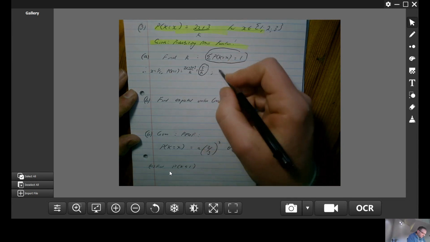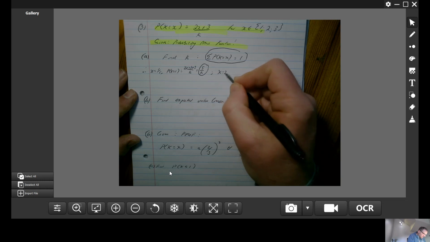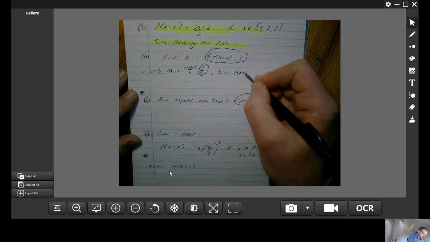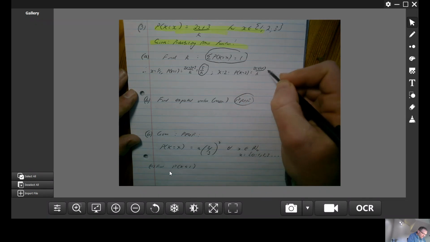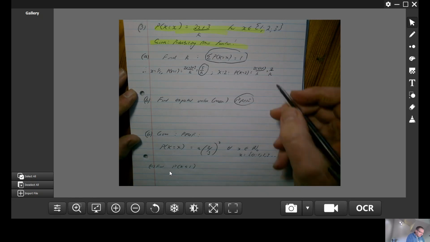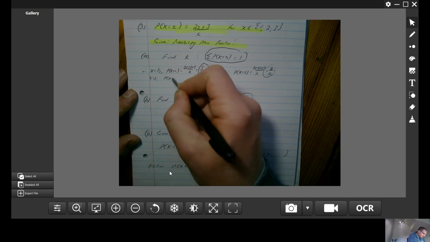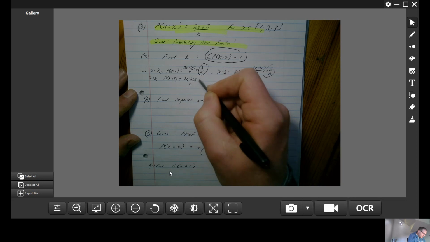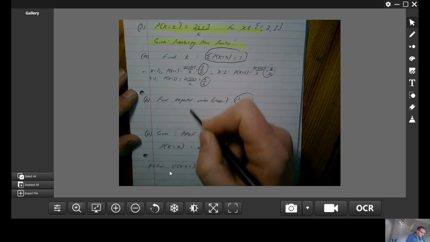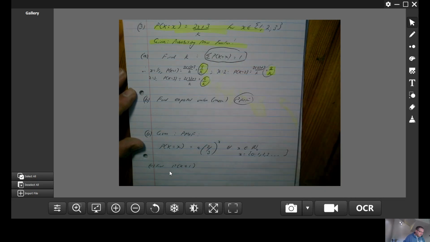When x is equal to 2, the probability of x being equal to 2 is 2 times 2, you can skip steps, plus 3 over k, which is 7 over k. So I've got 5 over k and 7 over k. And when x is equal to 3, the last one, the probability that x equals 3 is 2 times 3 plus 3 over k, which is 9 over k. So those are your three probabilities: 5 over k, 7 over k, 9 over k.